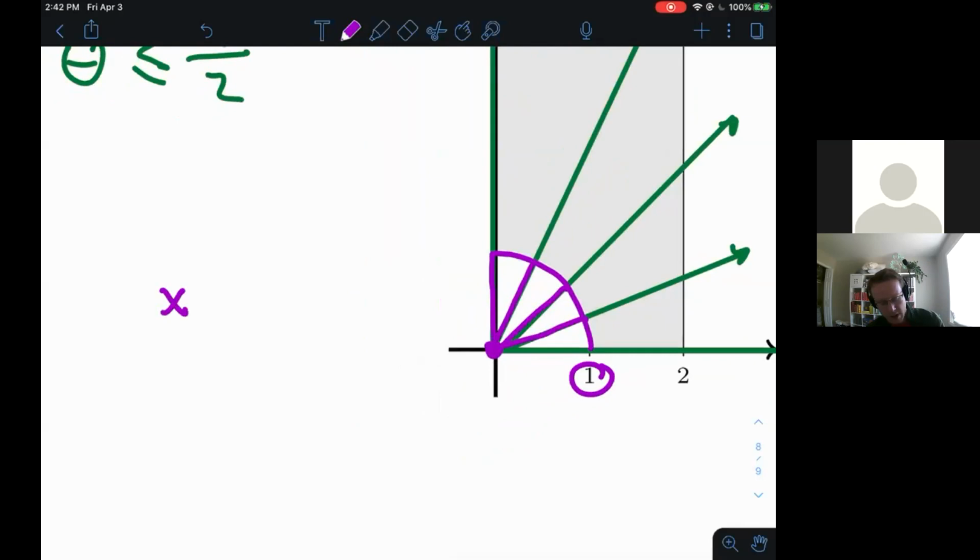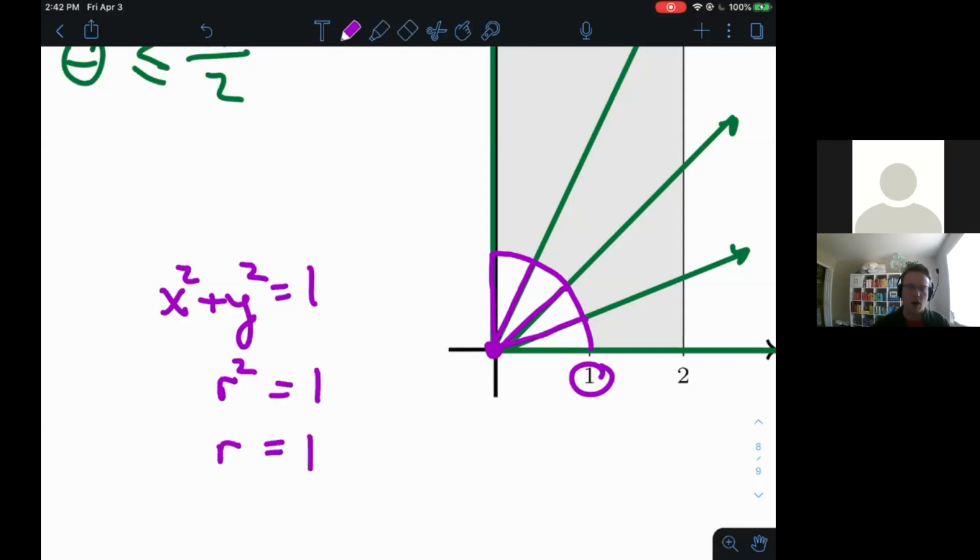Circles have the equation x squared plus y squared is equal to 1. If I wanted to transform this into a polar equation, well, I know x squared plus y squared is the same thing as r squared. And so if I take the square root on both sides, we can see that this is just going to be r equals 1. Which makes a lot of sense, right? No matter which direction you're looking in, you take 1 step out. So yeah, r equals 1. That makes sense in hindsight.